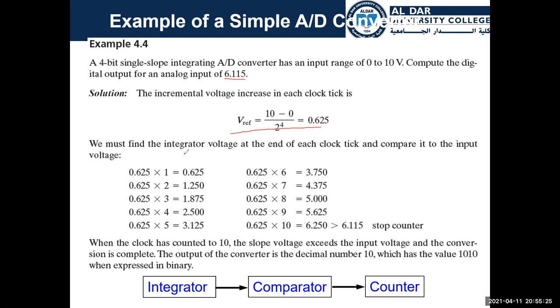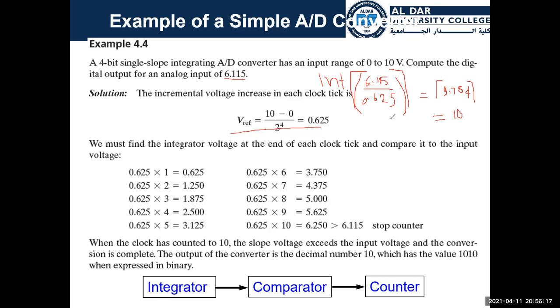We don't continue all of these steps. We have the reference voltage here, so we can divide 6.115 over this small value, which is 0.625. And if you know about the ceiling value, or what we call the integer value, this is going to give us the ceiling of 9.784, which is equal to what? It is equal to 10.